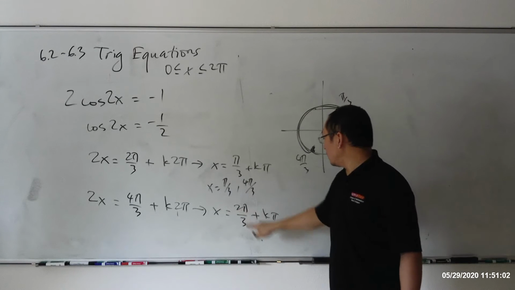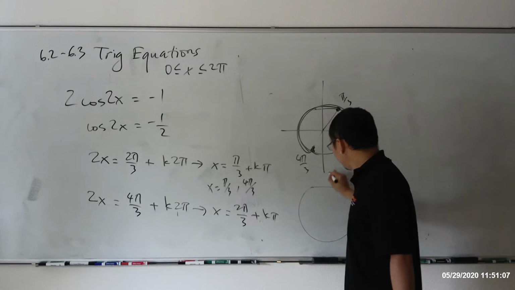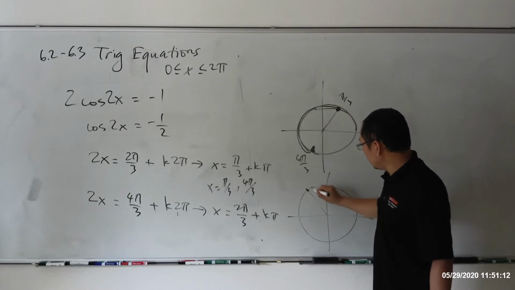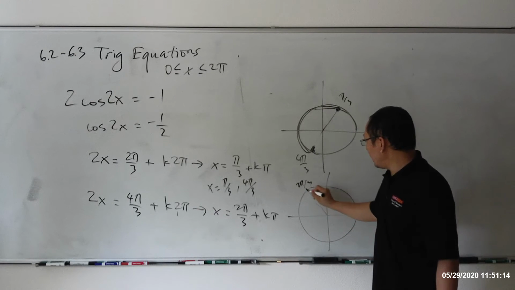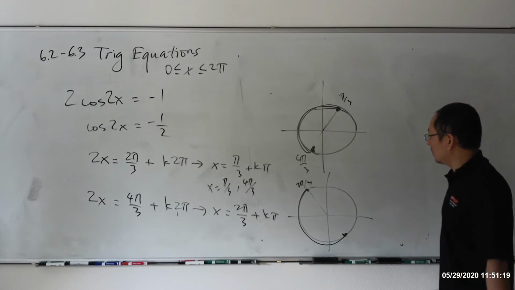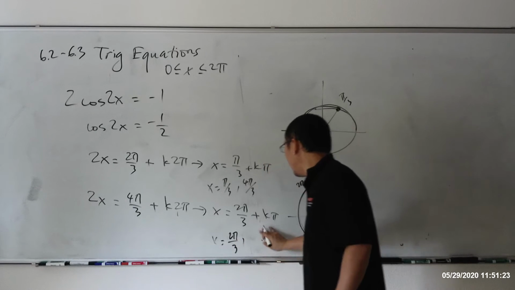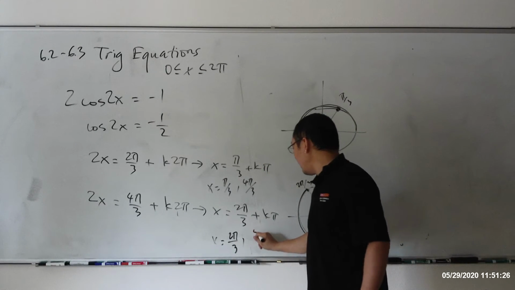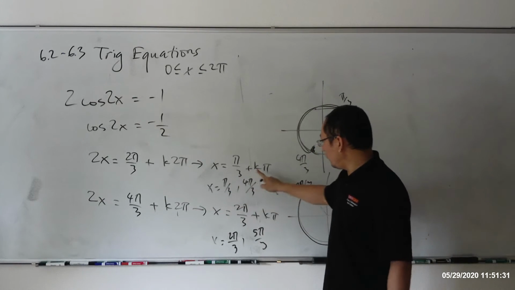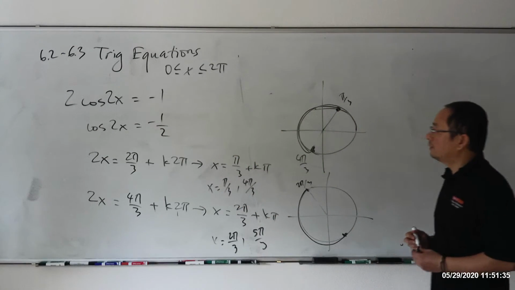Second one, x equal to 2 pi over 3. Let me draw another circle there. 2 pi over 3 is right here. Okay? You keep adding pi. So here, adding pi, you have another one right here. So that's also a solution. So x is equal to 2 pi over 3, and then add another pi, so you got 5 pi over 3. So you're going to have a couple solutions: pi over 3, 4 pi over 3, 2 pi over 3, and 5 pi over 3. 4 solutions for that one.